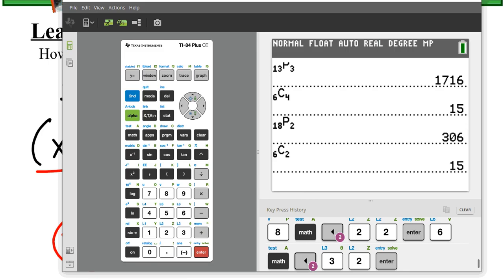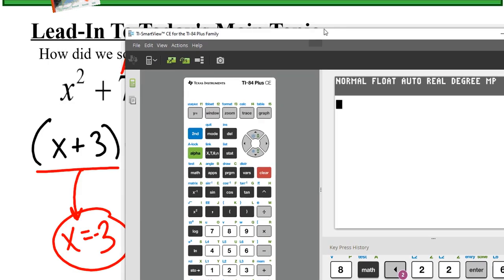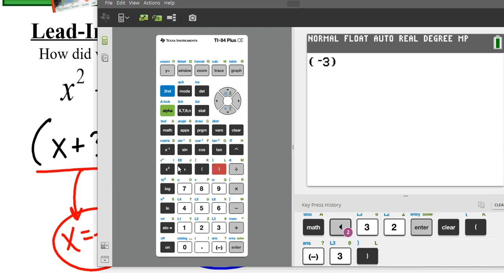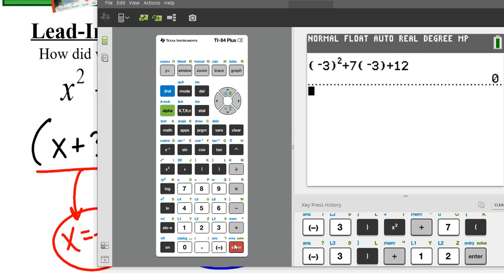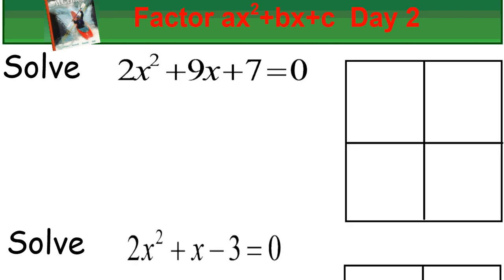Here, I'll show you. If you have your calculator, you can check. Plug negative 3 in for x in the equation. It was x squared, then it was plus 7x, so plus 7 times negative 3. Then it was plus 12. And when I plug negative 3 in for x, I see it equals 0. The same will be true for negative 4. That's how we solved equations last chapter, is we factored first. Well, if it worked last chapter, it better work this chapter, and it does.